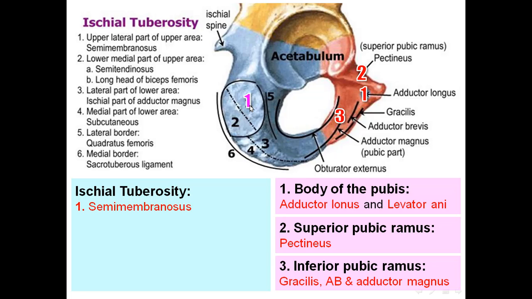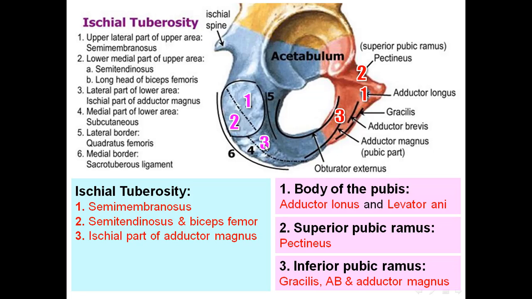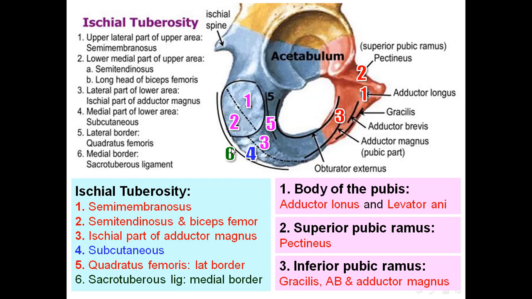Regarding the ischial tuberosity: upper quadrangular, lower triangular. Upper quadrangular: upper lateral, lower medial. Okay, the upper lateral part: semimembranosus. The lower medial part: two muscles, semitendinosus and the long head of the biceps femoris. Then the lower triangular area. This is the lateral part, the ischial part of the adductor magnus. This is the medial part of the lower area. It is subcutaneous. And we have the lateral border and the medial border. The lateral border is quadratus femoris. The medial border is the sacrotuberous ligament.